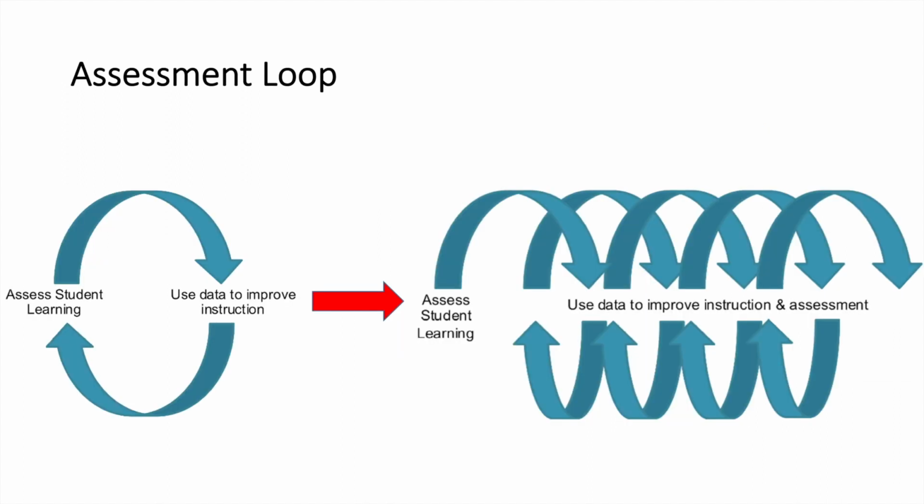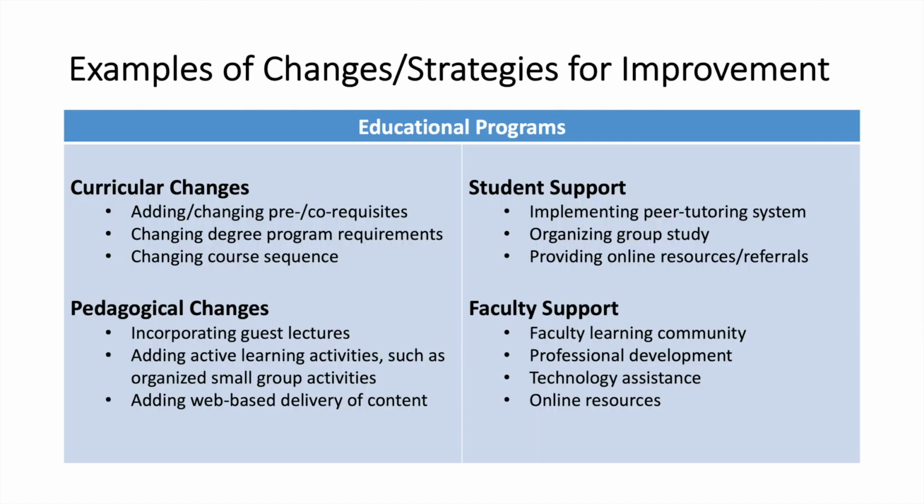While the assessment cycle can be portrayed as a closed loop, maintaining the cycle of inquiry, and in particular sustaining the assessment process, requires revisiting and revising the way things are assessed on an ongoing basis. Here are some examples of change strategies for improvement. These are four major categories at the program level: changes in curricula, pedagogy, student support, and faculty support.